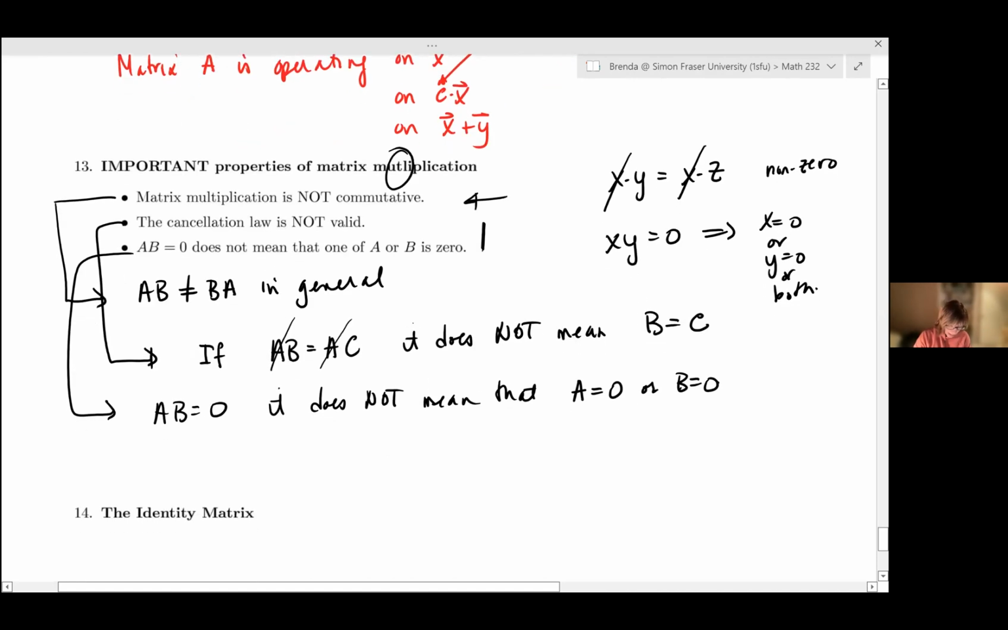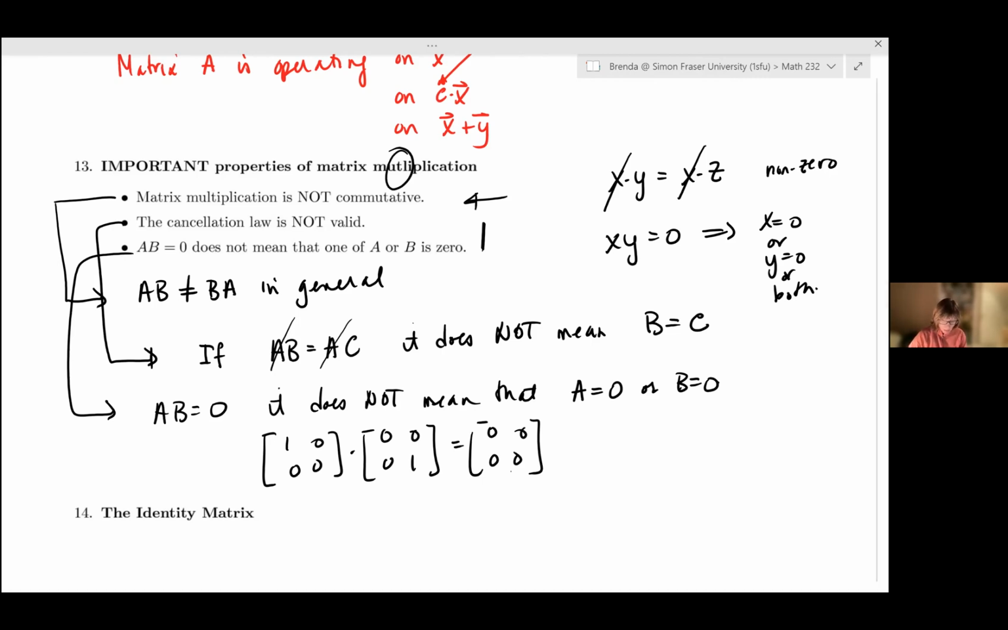Okay, let me just give you an example. Here's A. Not 0. Here's B. Not 0. And here's the product, 0. Okay, so don't assume because the product is 0 that one of them is 0. Really important.